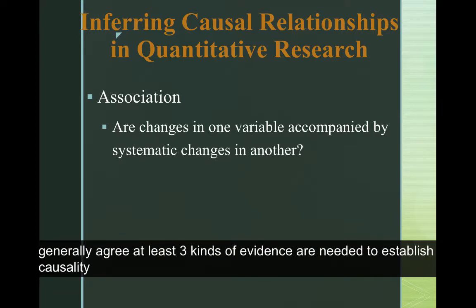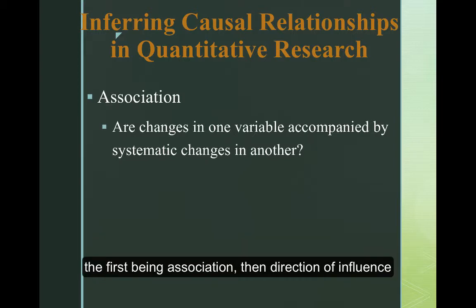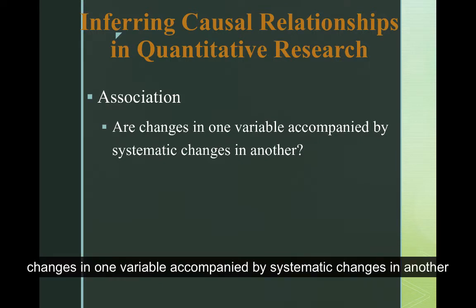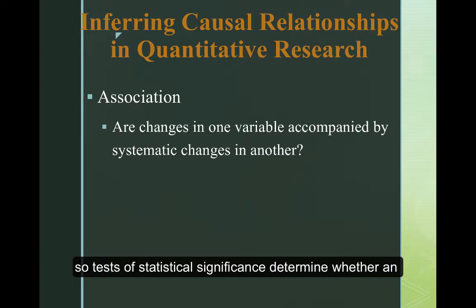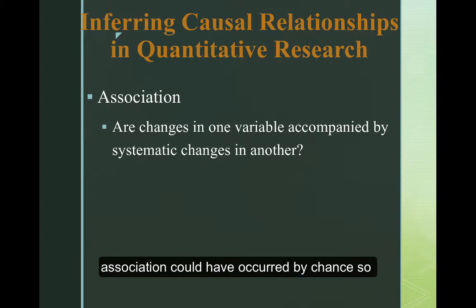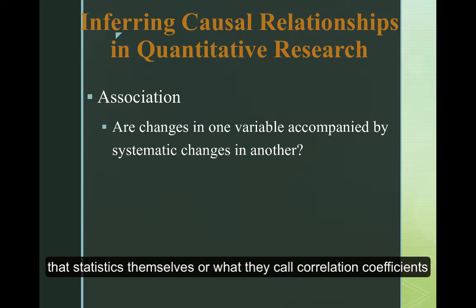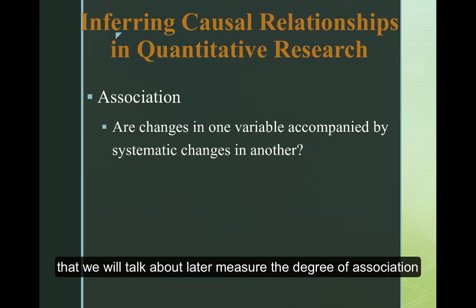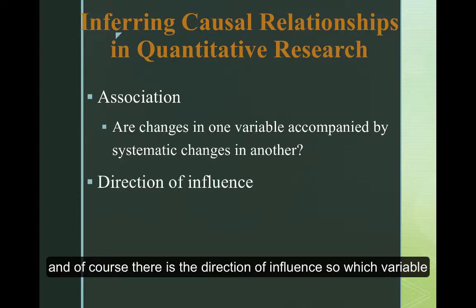Well, researchers generally agree at least 3 kinds of evidence are needed to establish causality. The first being association, then direction of influence, and non-spuriousness. So association is just changes in one variable accompanied by a systematic change in another. So tests of statistical significance determine whether an association could have occurred by chance, right? And so the statistics themselves, or what they call correlation coefficients, something we'll talk about later, measure the degree of association.